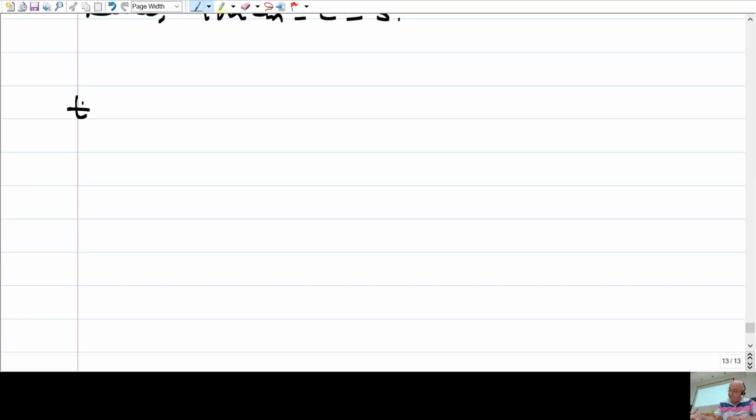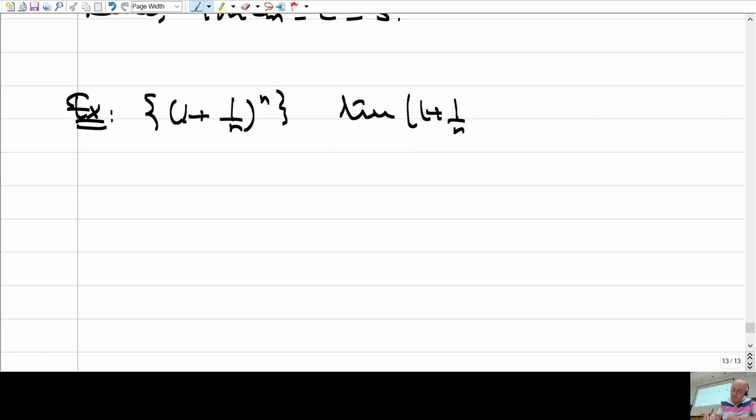There is another example. So I have (1 plus 1 over n) to the power n, so this is the sequence. We are asked to find the limit of this. Well, what is the limit of this? I guess you have seen this kind of limit in 119, right?